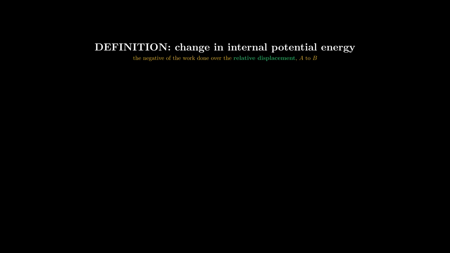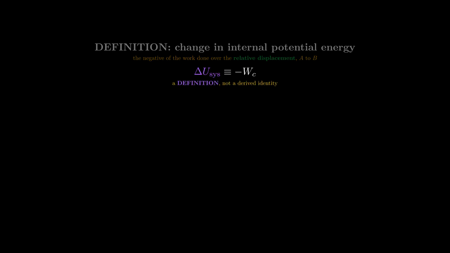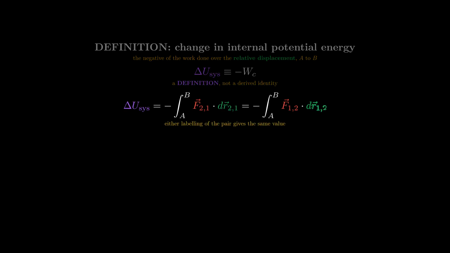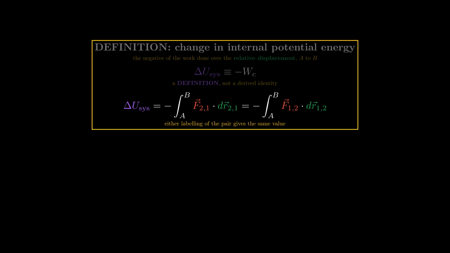That single integral earns a name. Define the change in the system's internal potential energy, delta U, as the negative of the work done by the conservative force during the relative displacement from state A to state B. Delta U equals negative W sub c, which equals the negative of the integral of F21 dotted with dr21.